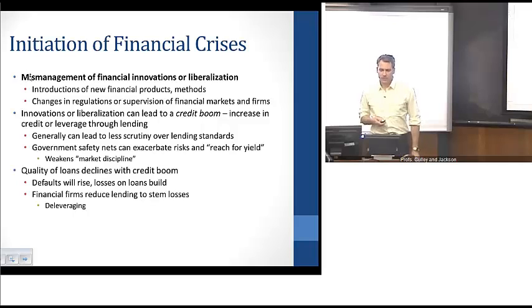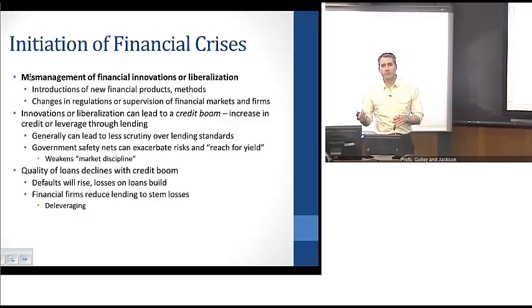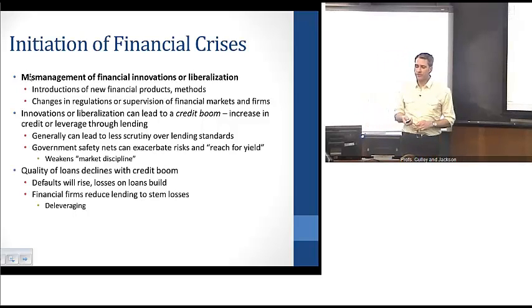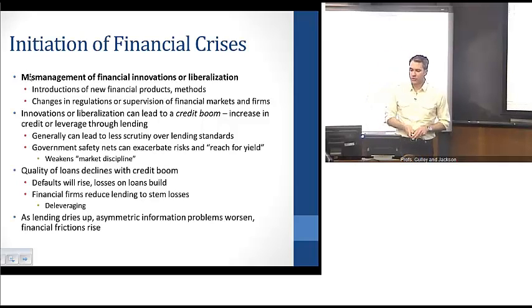The result, of course, is that if the quality of loans declines, then eventually, if problems surface in the broader economy, defaults are going to rise, losses on loans are going to build, and eventually firms are going to reduce their lending to stem the losses on those loans. And so you'll see a process of deleveraging occur where firms stop borrowing, where financial firms stop lending, and as a result of the dry up in lending, these asymmetric information problems worsen and financial frictions rise.